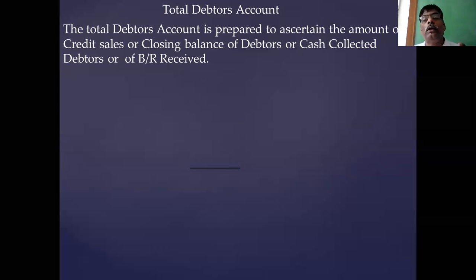These are the points of missing information. The debtors account is prepared to find out the missing information. Missing information includes credit sale, closing balance or opening balance of the debtors, cash collected from the debtors, and bills receivable received. These are the missing information sometimes.